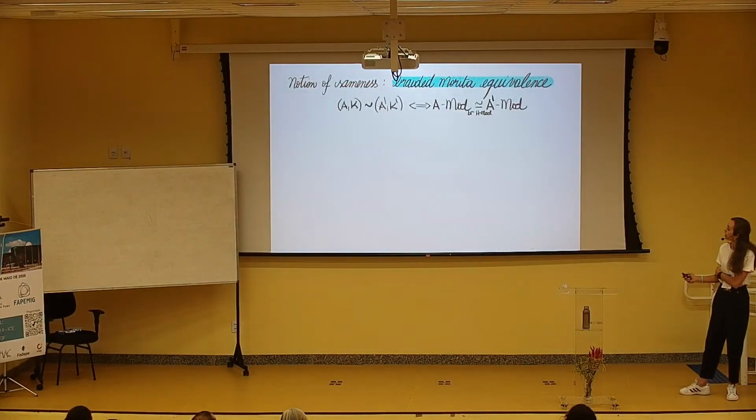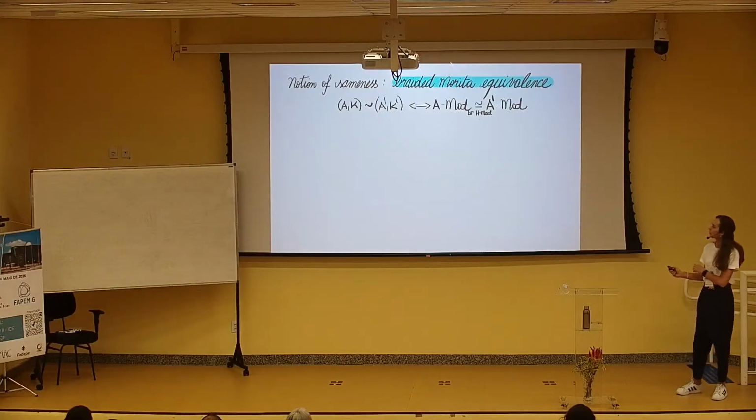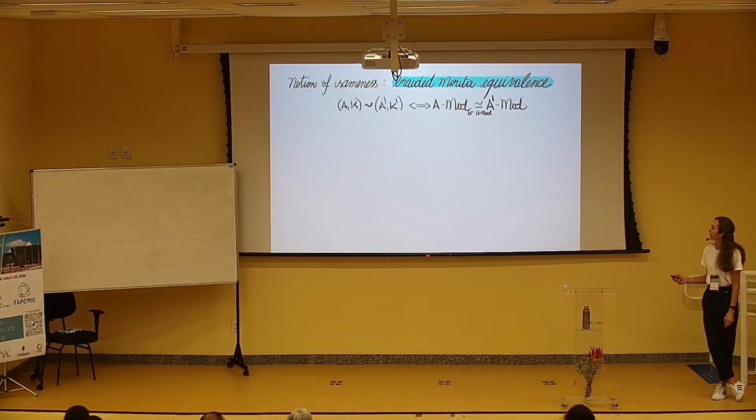Okay, so let's go to the Morita stuff. I want to put this notion of sameness here on this braided Morita equivalence. So take two comodule algebras that are quasi-triangular, so they have their K matrices. And I will say that they are Morita equivalent if and only if the categories of modules are braided equivalent as H-mod module categories.